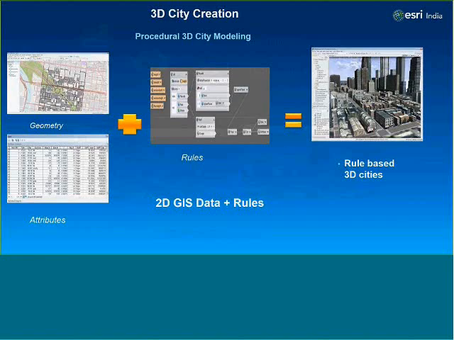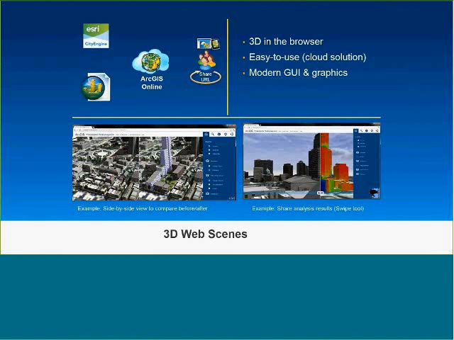Sharing through a URL in a 3D browser is faster, it is easy to use, and it is a modern GUI, and graphics are enabled. You can share your content, packages, web maps, web layers, and you may even share your 3D web scenes with the latest release of ArcGIS 10.3 onwards.